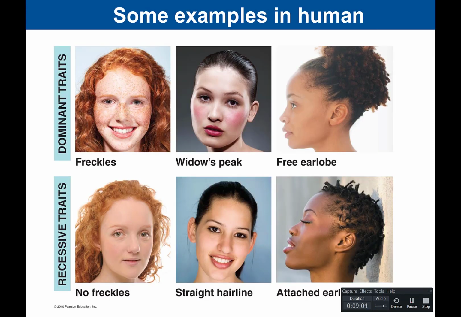So here are some examples of traits in humans and showing whether they're dominant or recessive. So freckles is dominant over no freckles. So no freckles would be recessive. Widow's peak, where your hairline comes to a point, would be dominant over a straight hairline, where your hair goes straight across. Free earlobes, so your earlobe hangs down, that is dominant over attached earlobes. And so these are just some examples in humans.